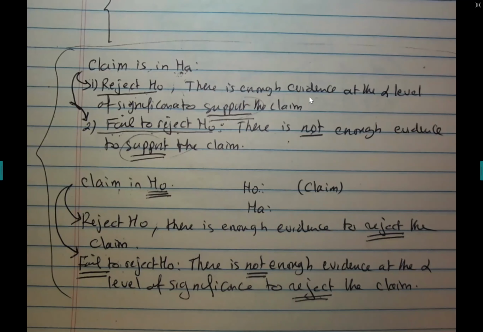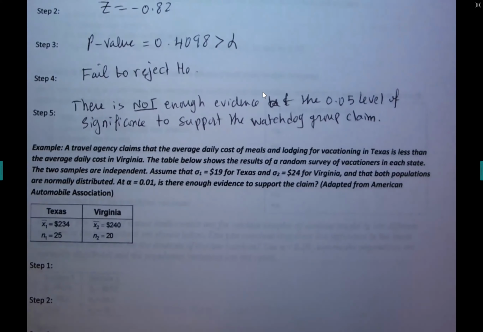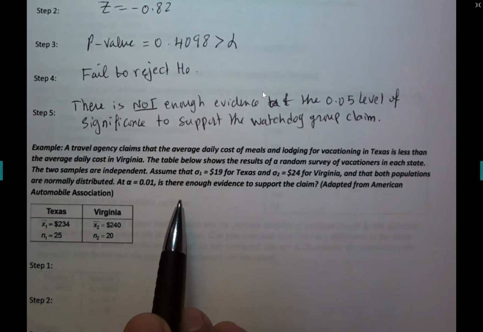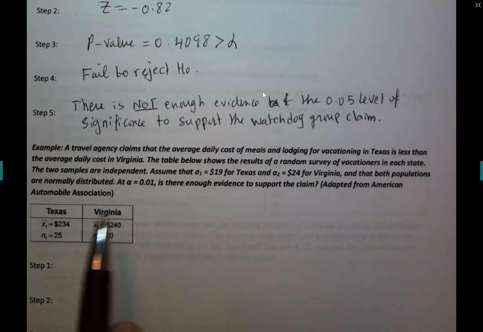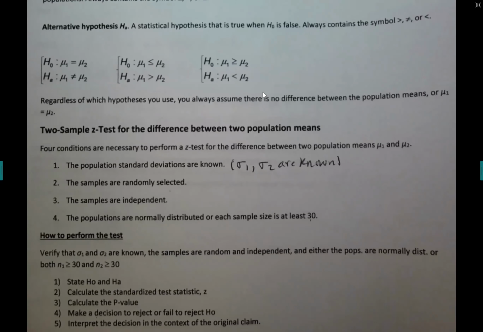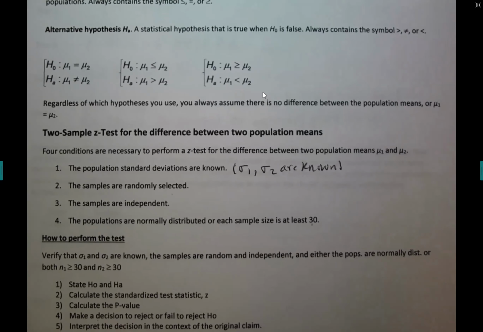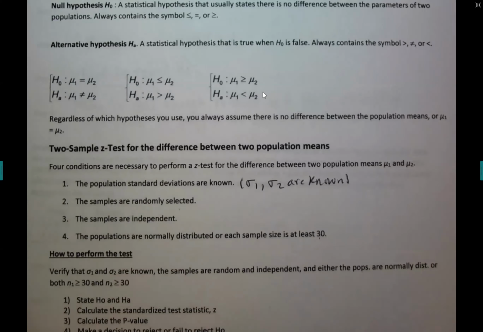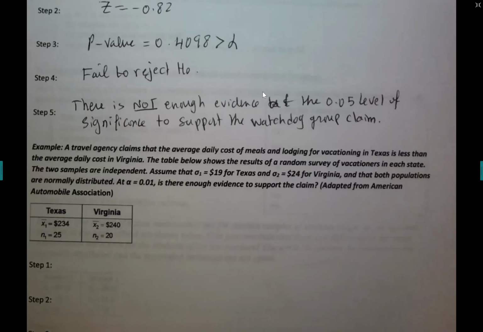All right. Now, number 2. I'm keeping it handy so I can show it to you guys and show you that it does make sense. A travel agency claims that the average daily cost of meals and lodging for vacationing in Texas is less than that of Virginia. Okay, guys, before I continue, tell me which set we're going to use. They're claiming that vacationing in Texas costs less than Virginia. Which one would it be? The first set, second, or third? Third. Yes. That's it, guys.